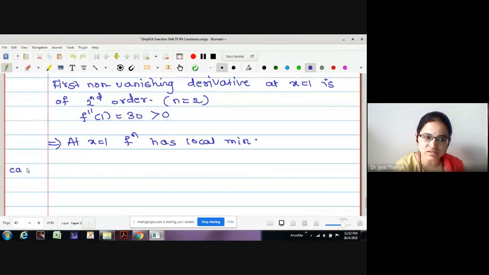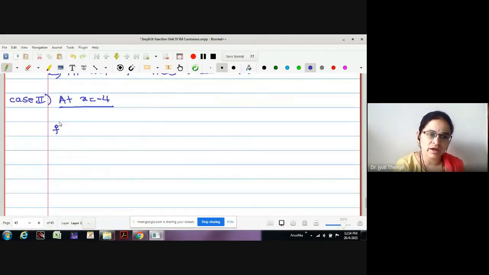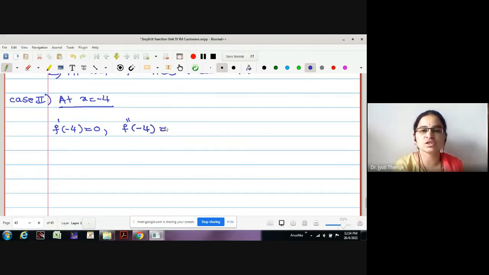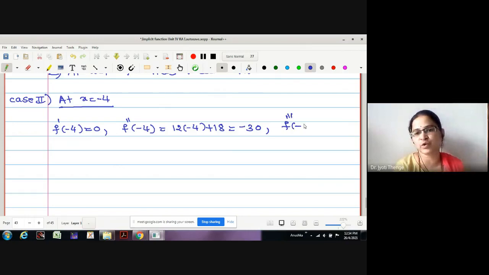Now let me discuss case 2 for the second point, at x equal to minus 4. Let me find out the values. f dash at the point minus 4 is 0. I want to find out f double dash of minus 4. This is 12x plus 18, no? 12 into minus 4 plus 18. How much is the value? 12 times 4 is 48, 48 minus 48 plus 18. This is minus 30.